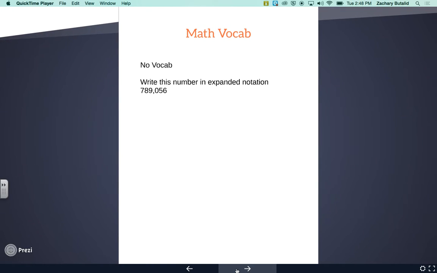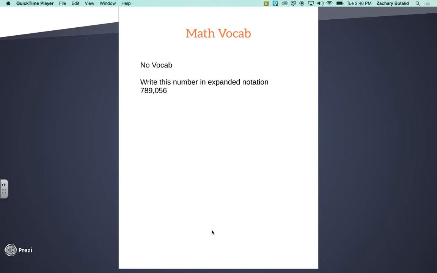There's no vocab, but I want you to try to write this number in expanded notation. 789,056. Write that number in expanded notation.